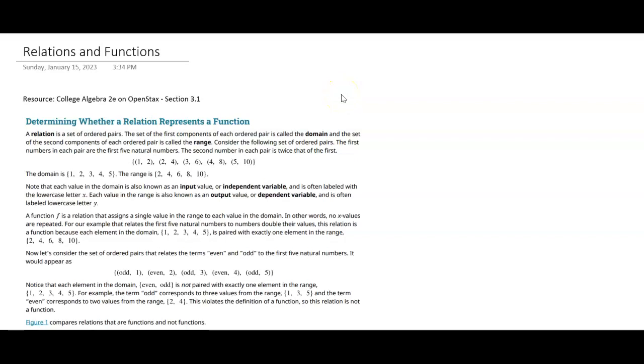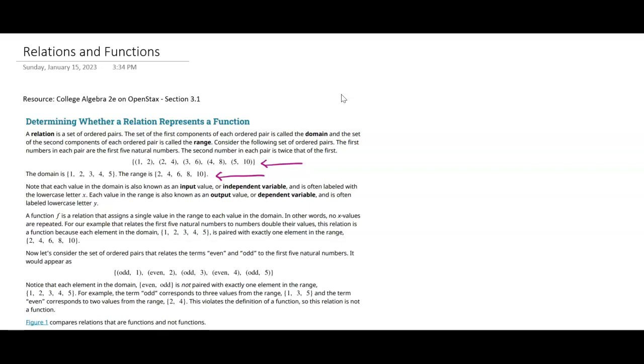This video is going to have a lot of vocabulary in terms of relations between x's and y's and whether or not those relations make up a function. So a relation is any set of ordered pairs. The domain is the first piece of the ordered pair, and the range is the second piece of the ordered pair. So we are given an example here.